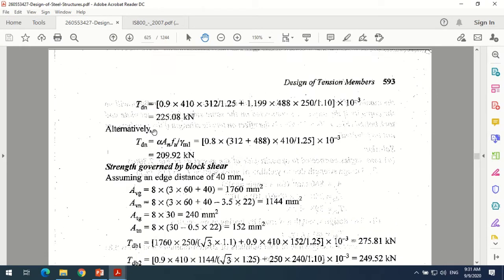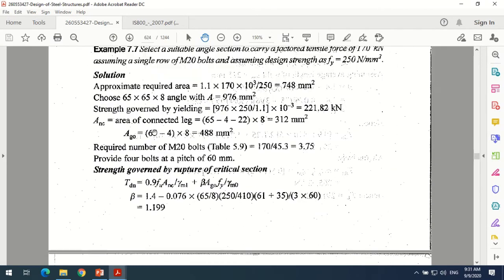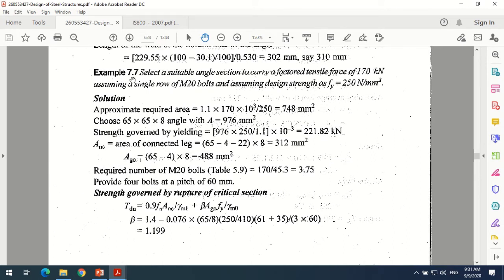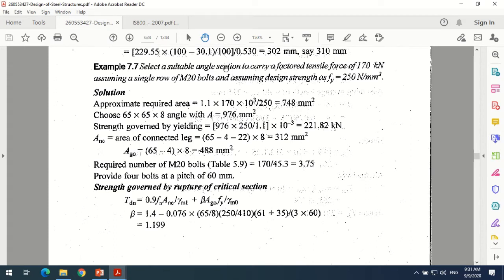I'll take this example quickly so that it will be clear. What is asked here is to select a suitable angle section to carry a tensile factored load of 170 kN. M20 bolts are used and the yield strength is 250 Newton per mm square. So you are actually designing a tension member in this case. This is a problem from the Subramanya book. First we have to choose a suitable angle section, then we check its strength as a tension member to see its design strength.